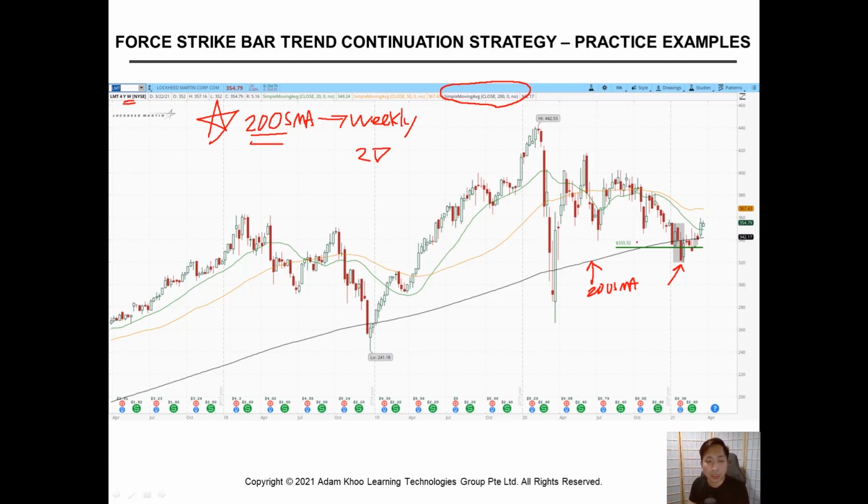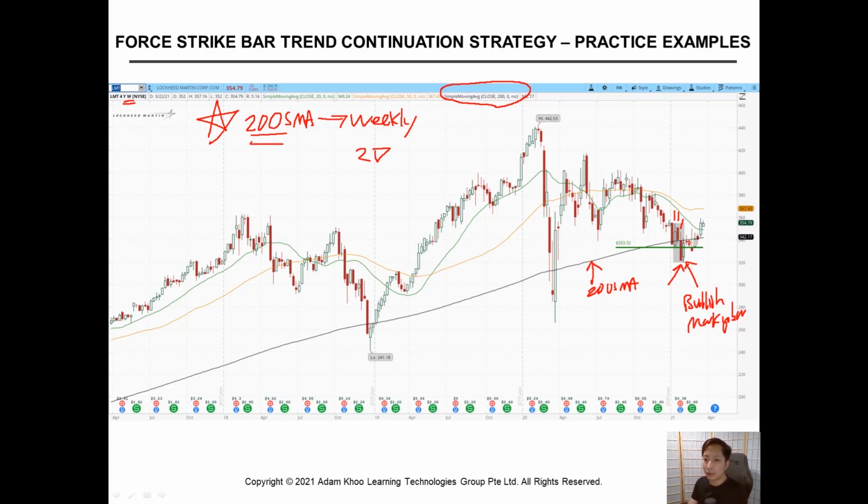For example, for Lockheed Martin, you see, this is at the 200 SMA, right? It's a mother bar, baby bar. You know there's a mother when there is a baby. So the third bar goes below the mother bar low, and it closes back in at or above the mother bar low as a bullish markup bar. So this gives me confidence that it's a high probability trade that will go back up.